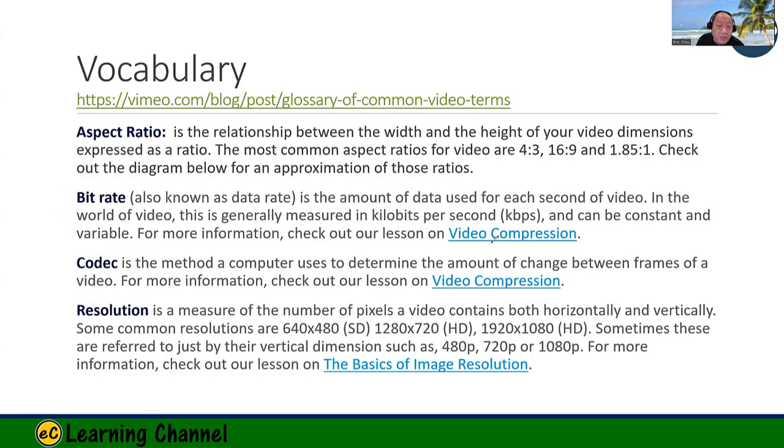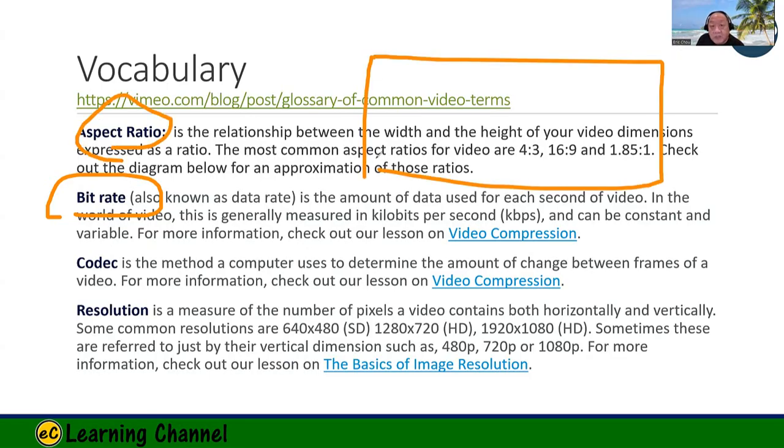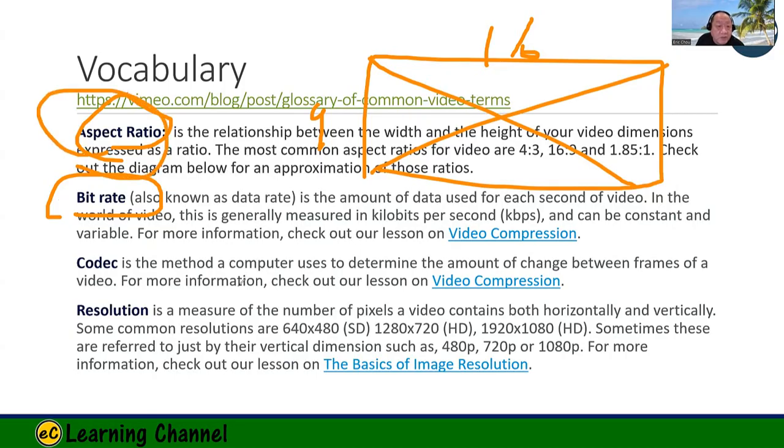We'll talk about compression later. Right now we don't talk about compression, but you need to know what bit rate is. Aspect ratio, for example 9:16, is the ratio of your width and height. Is that okay?